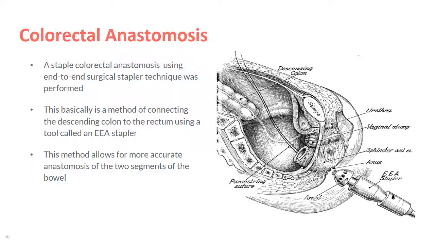After the removal of the sigmoid colon, the descending colon and rectum need to be connected in what is called a colorectal anastomosis. In this procedure, a tool called an end-to-end anastomosis stapler is used to connect both ends together to allow the colon to still function properly. This method has been shown to be more accurate with very low rates of leakage from the connection sites.